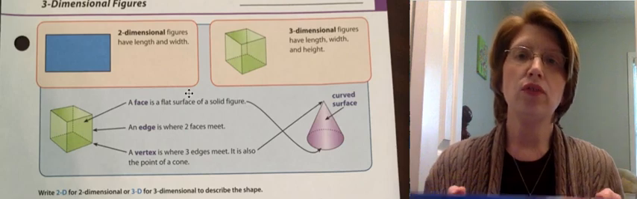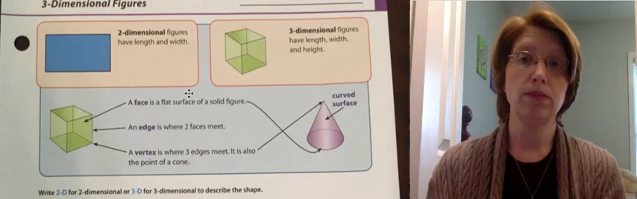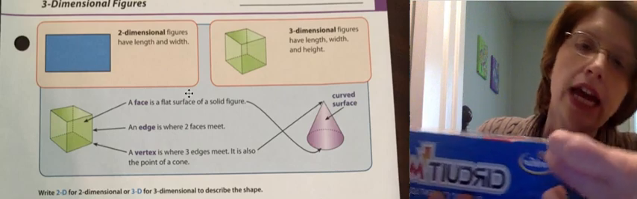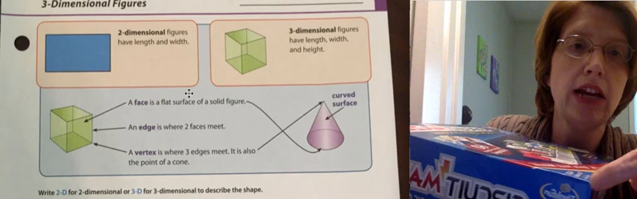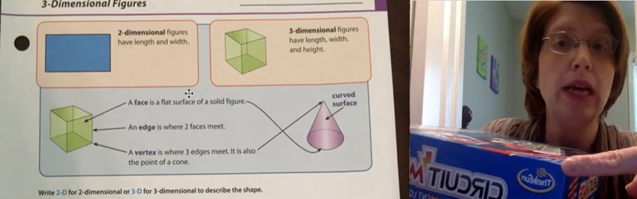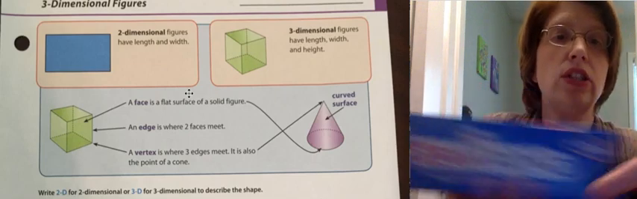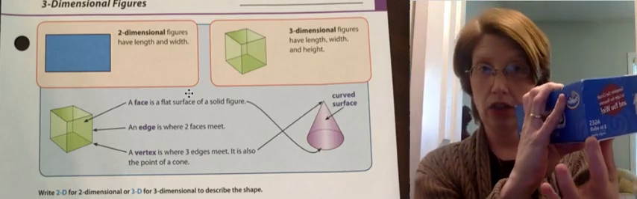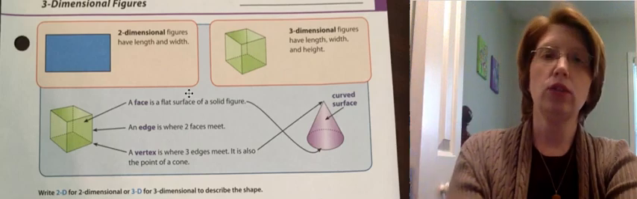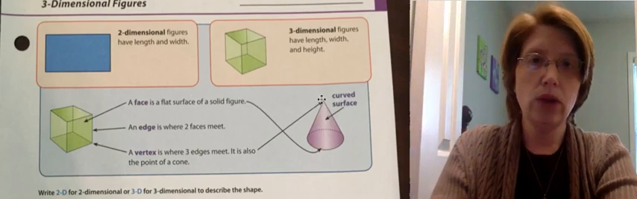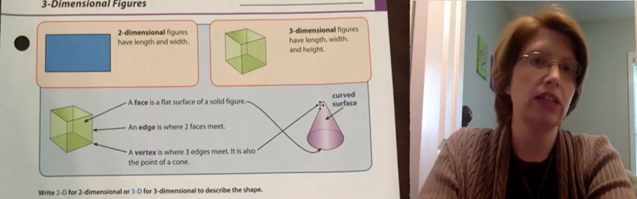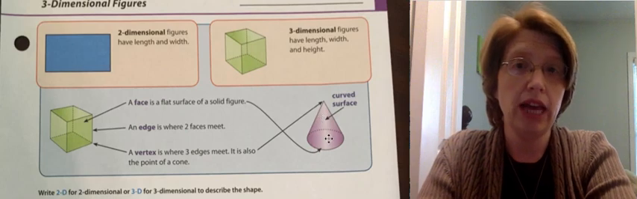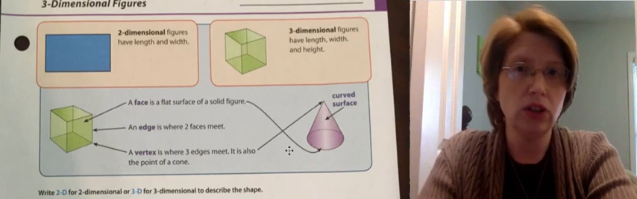The vertex is where three edges meet. So, edge, edge, edge. It comes together right here. So, really, another word for that would be the point. This is a vertex. This is a vertex. This is a vertex. And then they show you a cone here on the other side. And a cone has one vertex right there at the top. And it has a curved surface. It doesn't have an edge. And the face is the bottom part, the circle.